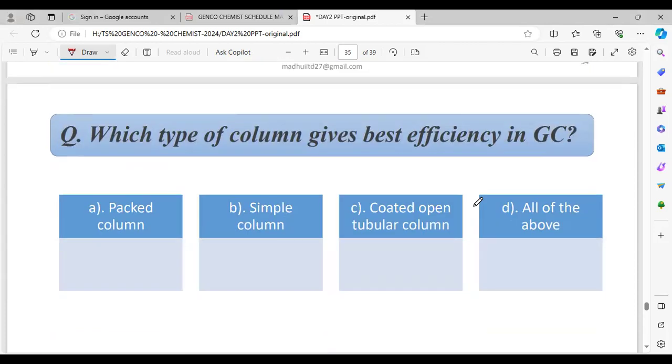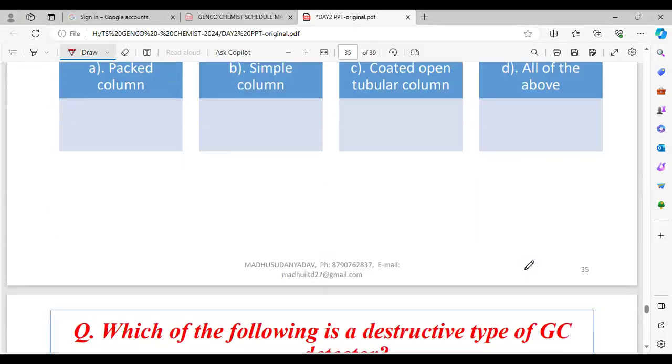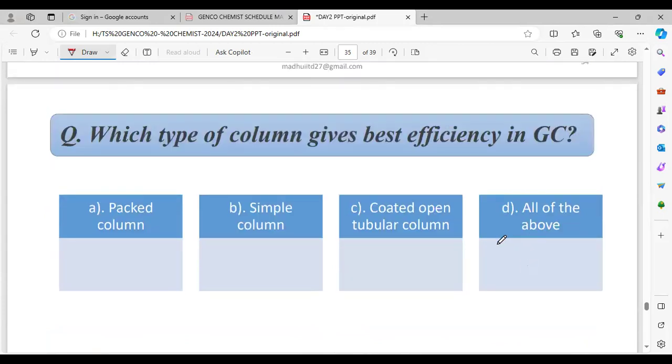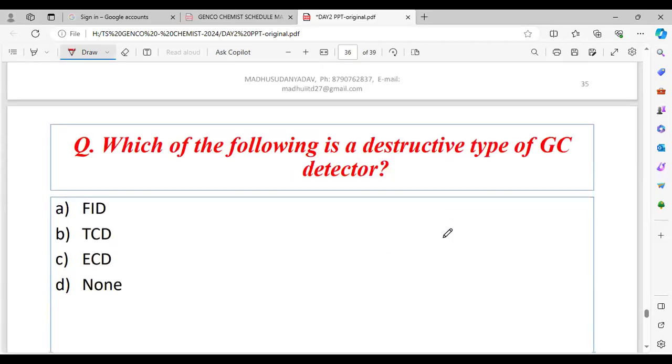Now, which type of column gives the best efficiency in GC? Try to answer, you only have the chat box. Answer C, sir. Yeah, answer C. When compared to packed columns, these coated tubular columns are more effective, right? Answer C.